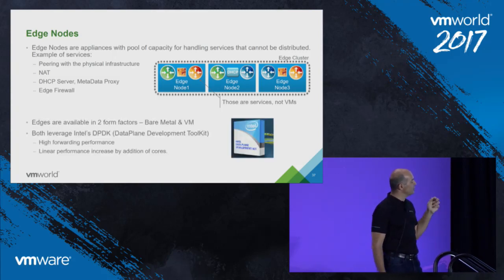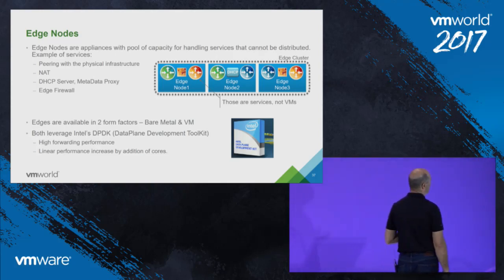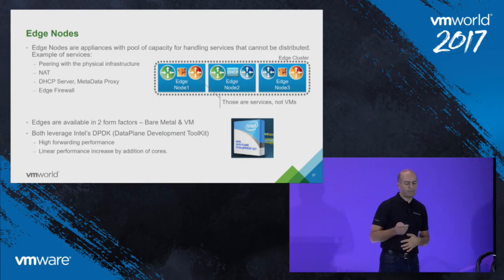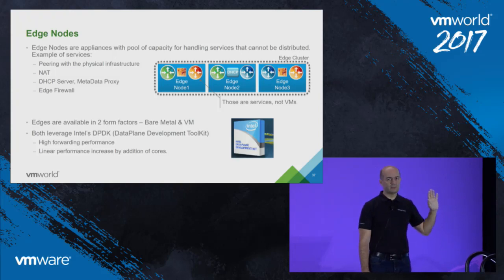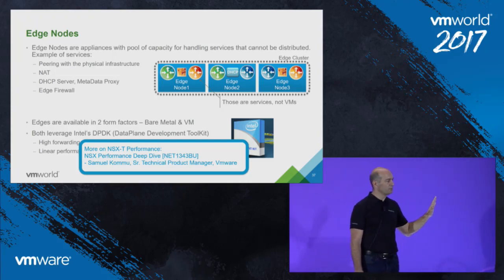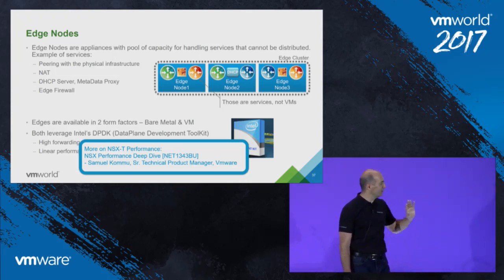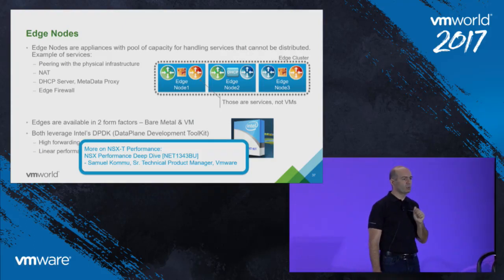In terms of implementation, we're leveraging DPDK, which is Intel's Data Plane Development Kit, for high performance. I forgot to mention that the edge can be a virtual machine itself or bare metal, an appliance form factor. With the appliance form factor, we really have very good performance. I don't have time to go into performance. I'm going to redirect you to Samuel's presentation that will be much more detailed than anything I could do. But we have very good performance with this DPDK edge in its bare metal form factor.